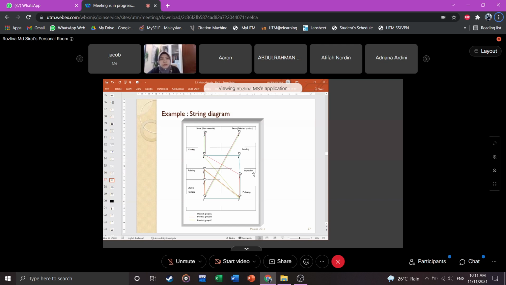Okay, this is an example of a string diagram. You can see the colors, and they represent something: product group A, group B, C. So here you can see which departments have a lot of motions.